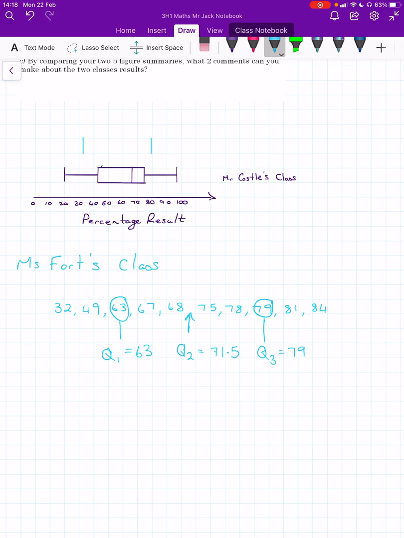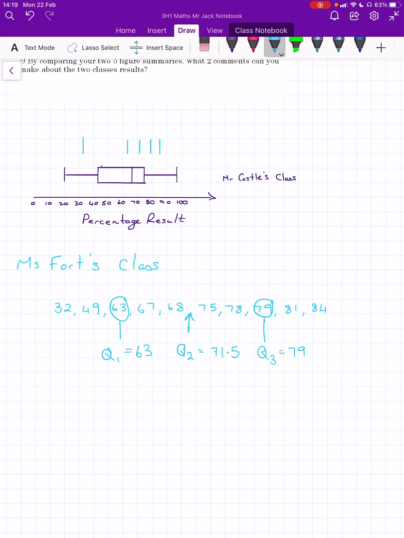Maximum was 79, so that's just below 80. So let's pop a line in there. Then what do we have? No, that's not true. The maximum was 84. I just drew in quartile 3 there. So 84, round about here. Quartile 3 was 79, so let's pop that back in. Quartile 2 was 71.5, so just after 70. And quartile 1 was 63, so that's just after 60.